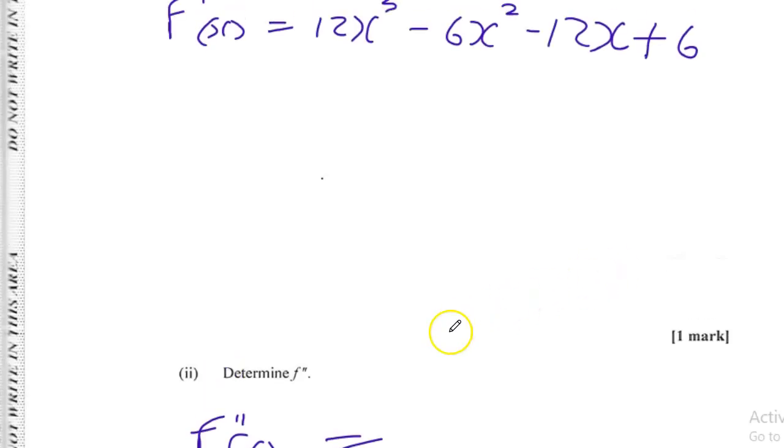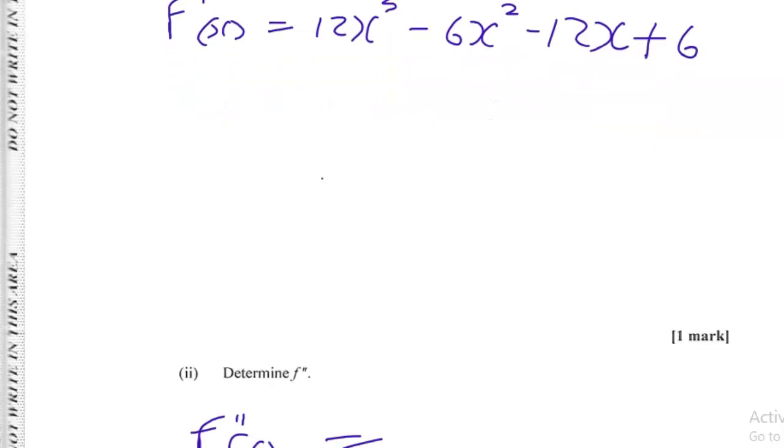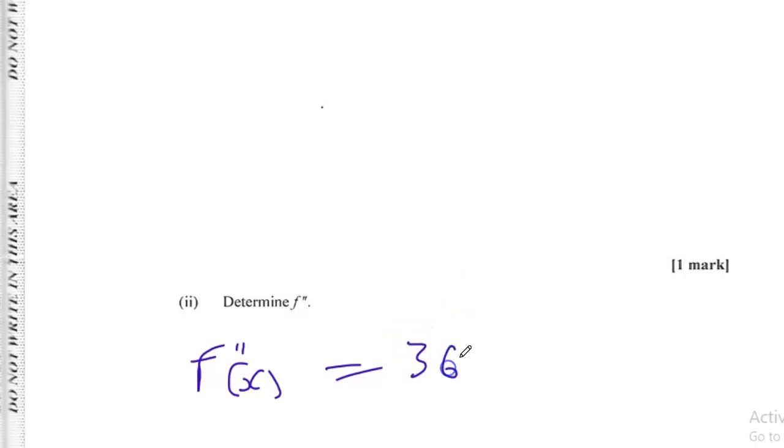f double prime, you would take the second derivative. So we differentiate the first derivative. The first derivative was that, so differentiate this, we get 36x squared minus 12x minus 12. So multiply by the power, subtract 1 from the power, right?